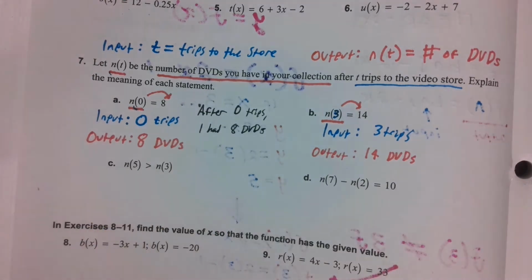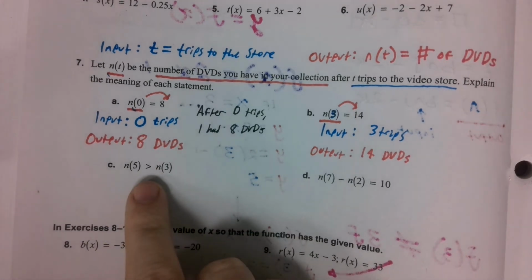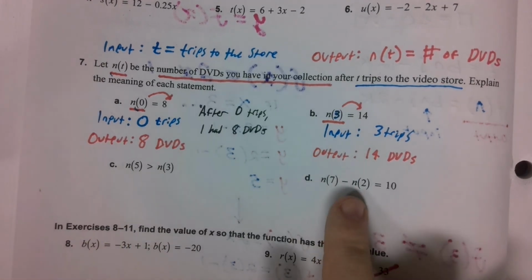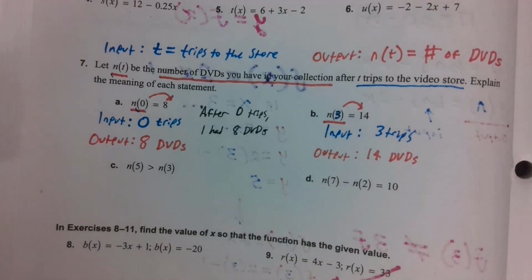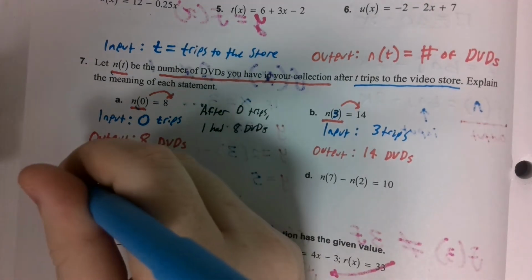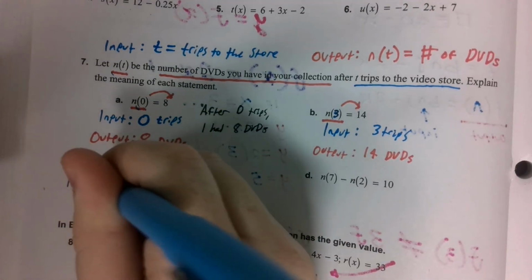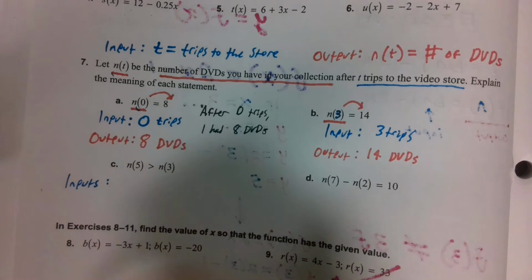C and D are a little bit more difficult. Here, we don't have an equal sign, we have an inequality. And here we've got some nonsense. N of 5 is greater than n of 3. Here, again, let's think about our inputs, this time plural, and our outputs.